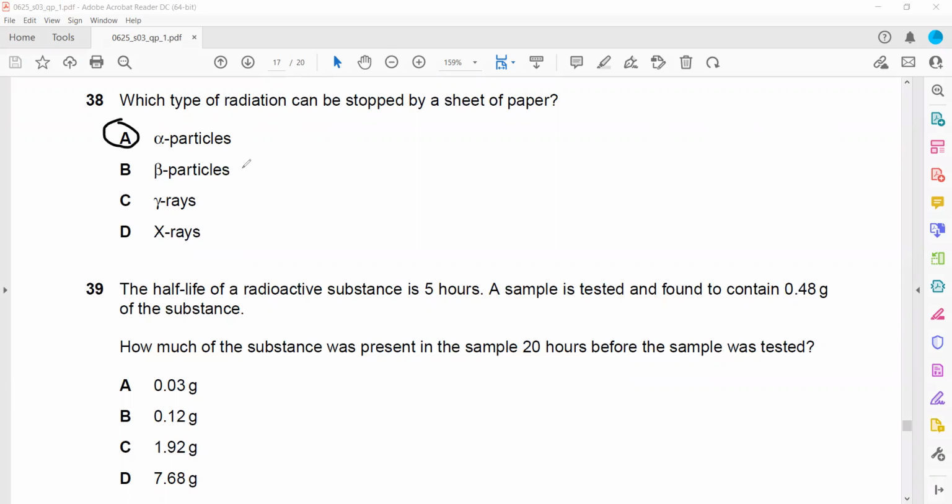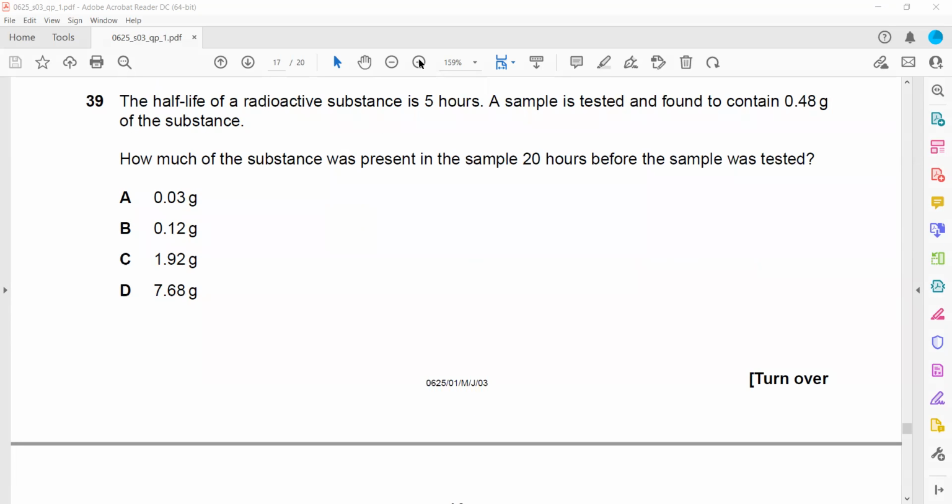Beta can be stopped by aluminum. Gamma can be stopped by lead. And X-rays also, we can use lead or concrete to stop. So A is the right answer. We use alpha particles. Alpha particles can be stopped by a paper.